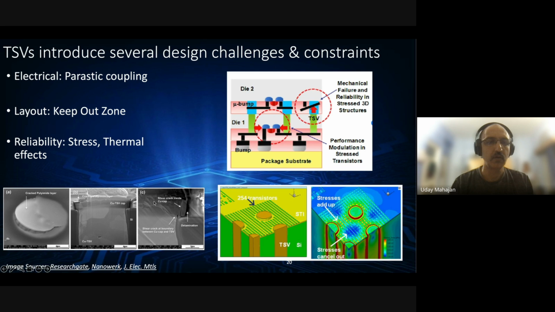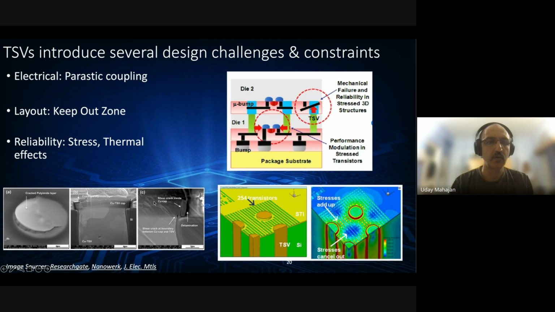Beyond that, there is a keep out zone associated with the TSVs to ensure that this interaction with neighboring devices is minimized or eliminated. So that takes up valuable real estate, of course, and is a critical design consideration to ensure these devices work as expected, not just at time zero, but throughout their life, which is where the reliability component comes in.